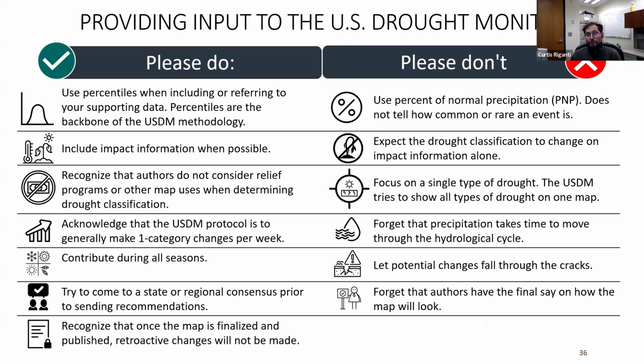We don't, as authors, consider relief programs and other uses of the drought monitor map when we're assigning classifications. We usually only make 1 category changes per week. On somewhat rare occasions, we'll make 2 category improvements. That often occurs, maybe if you have a tropical cyclone and rain from that or something.